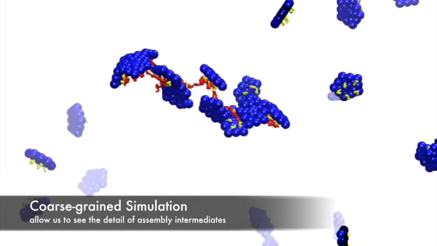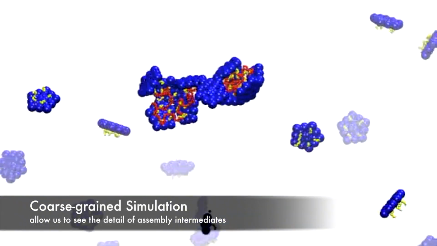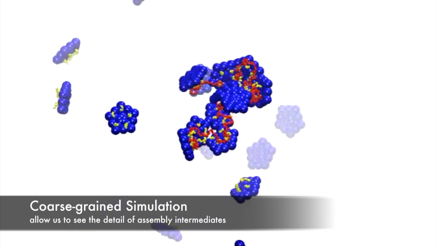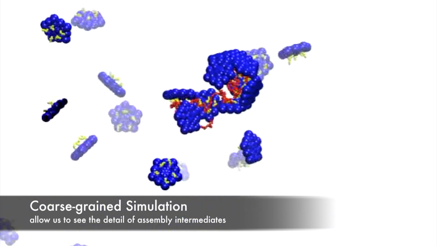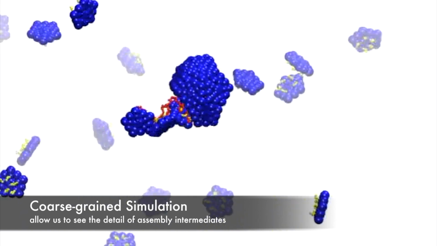Computational models, such as these coarse-grained simulations, play important roles in understanding the assembly pathways. The models allow us to see every detail of the intermediate structures formed during the assembly.